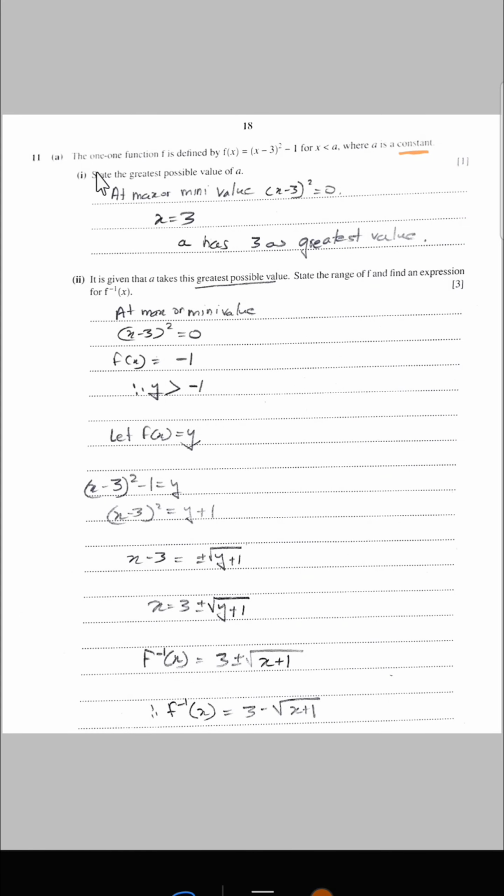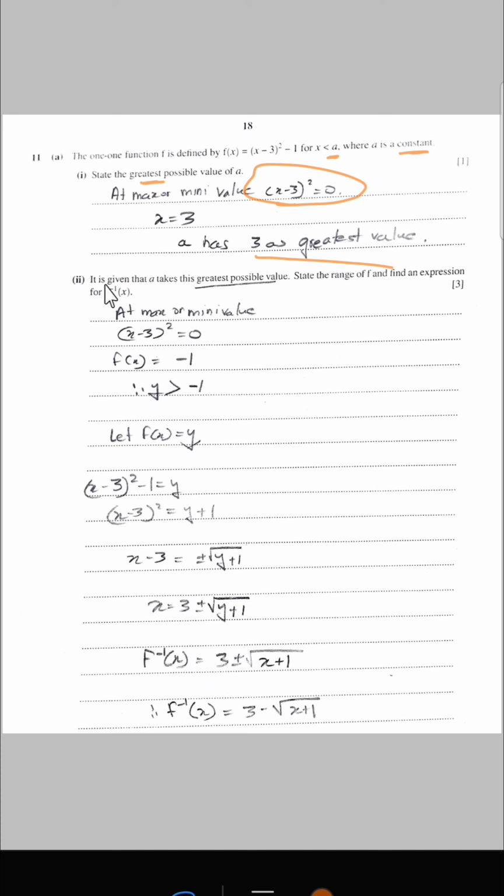In question number 11, the one-to-one function f is defined by the given expression for x less than a, where a is a constant. Find the greatest possible value of a. So for the greatest value, we consider the square term to be 0. By considering the square term to be 0, we find the value of x, that is 3, and so the greatest value of a is 3.